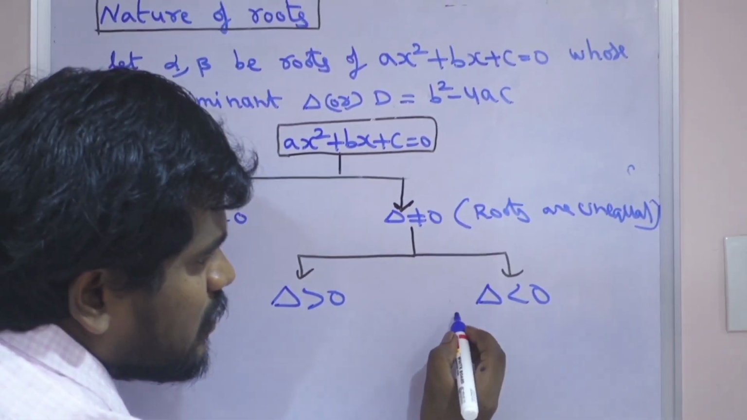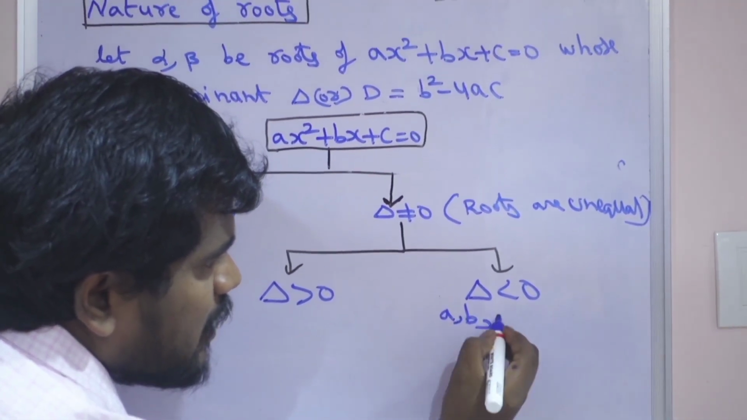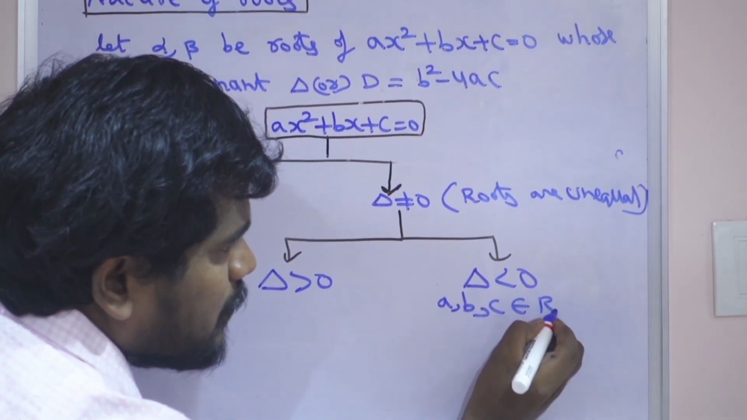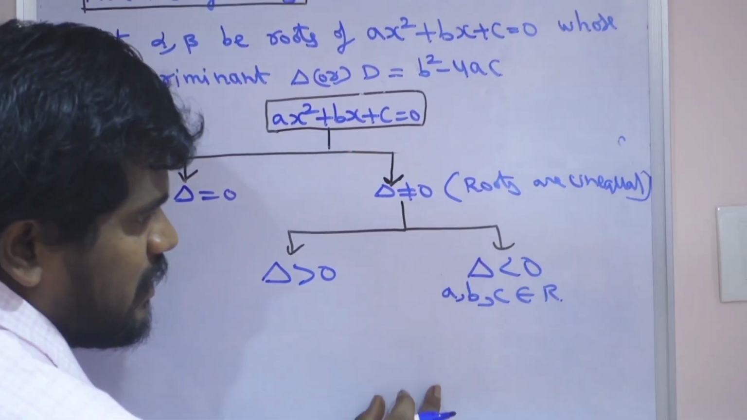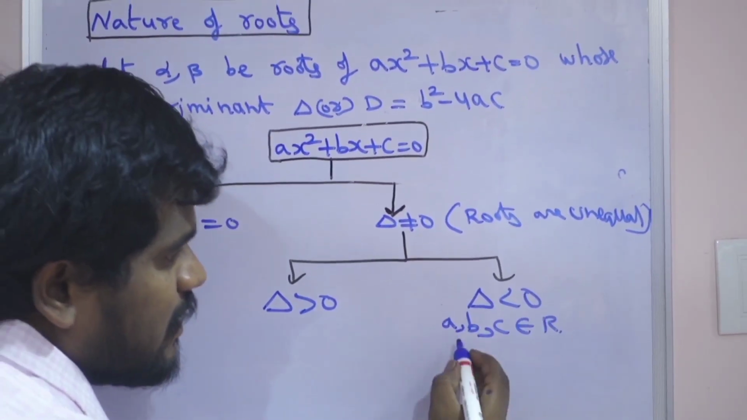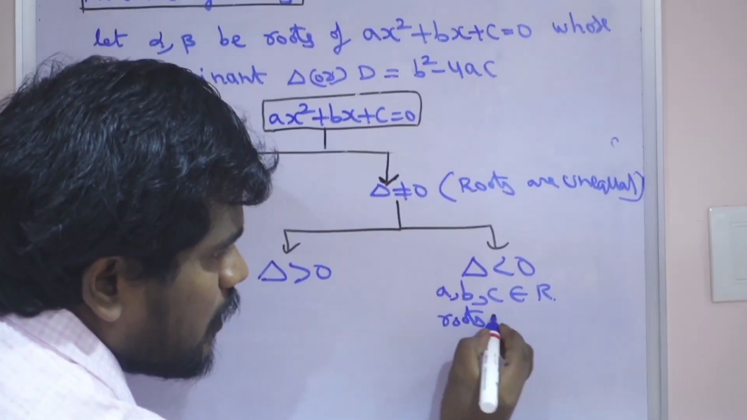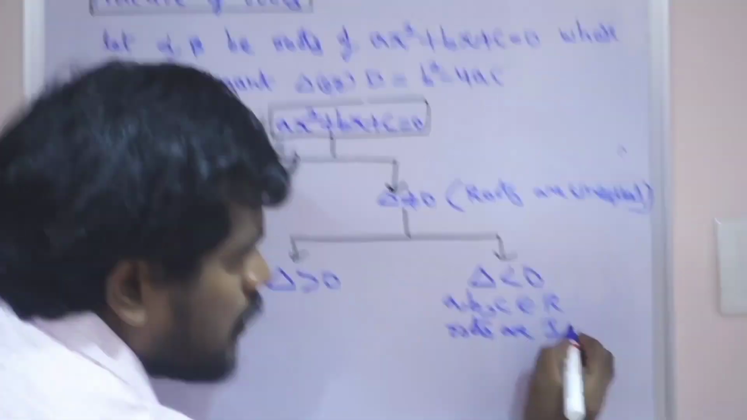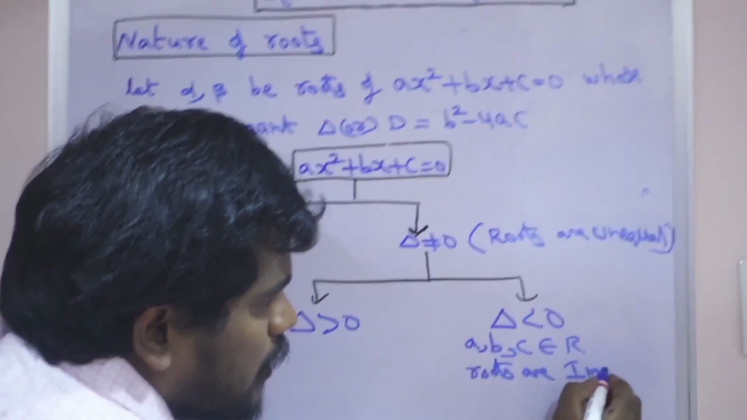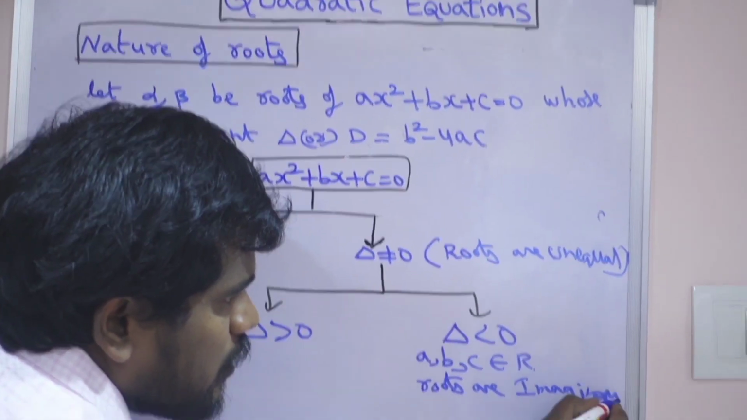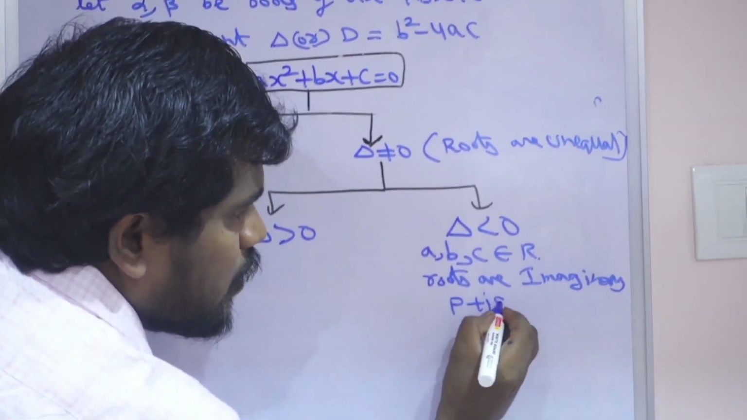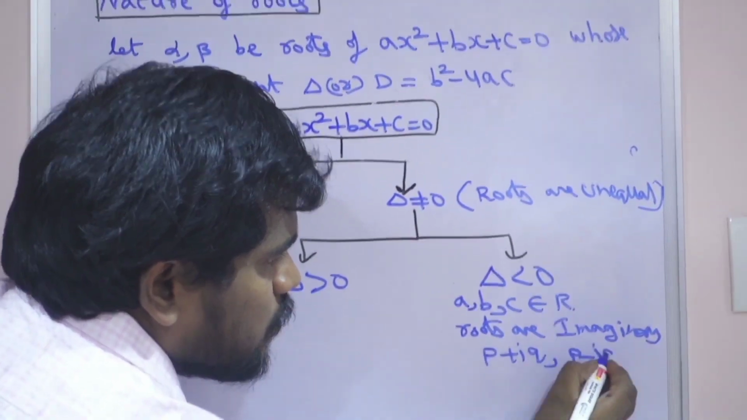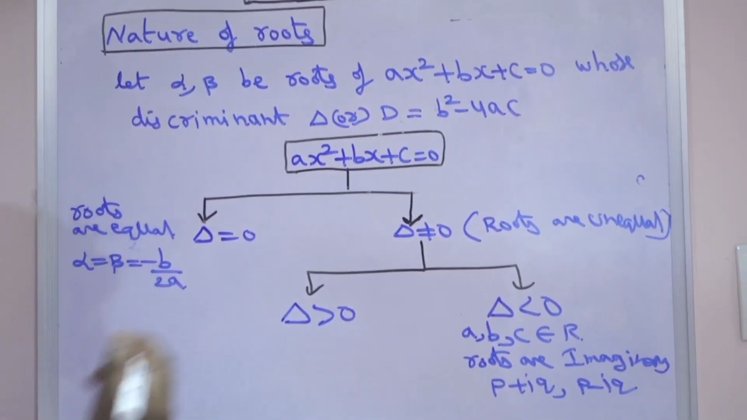Delta less than 0 means, where I am taking a, b, c belong to real numbers, then the roots are complex conjugates of each other. So the roots are imaginary, in the form p plus iq, p minus iq. So both are conjugate to each other. This is delta less than 0.